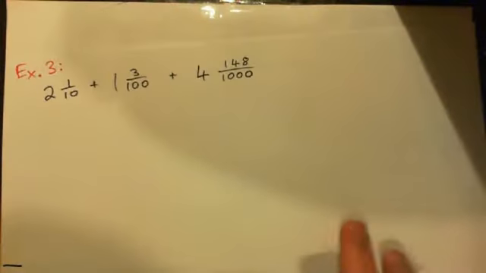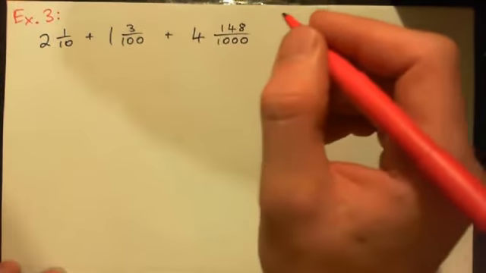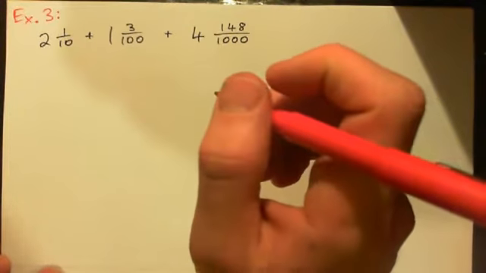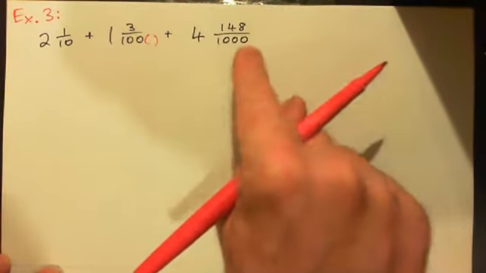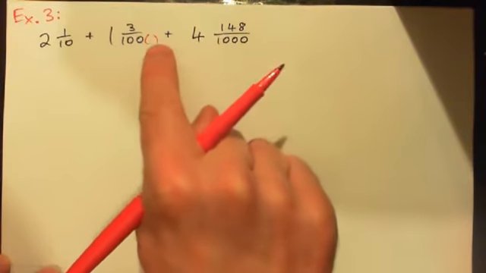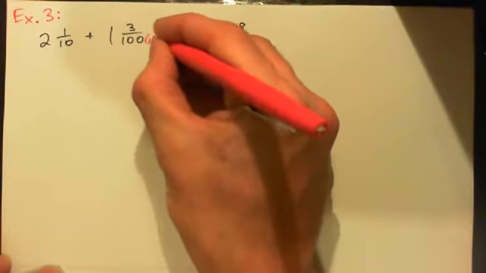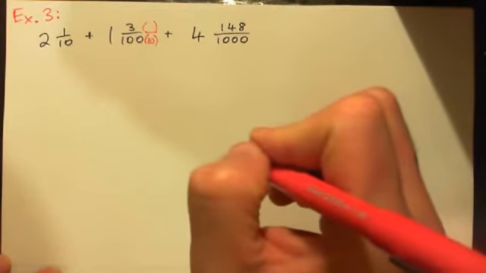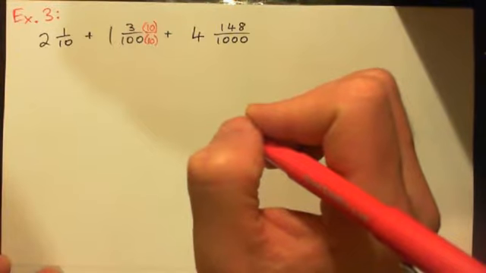Okay, so how about this guy? Example 3, you've got 2 and 1/10 plus 1 and 3/100ths plus 4 and 148 thousandths. So the first thing we've got to do is get lowest common denominators all over the place. What are we going to do for this and this? Make these common denominators. 100 times what gives 1,000? 100 times 10, isn't it? And what about the top? 10 as well, right? Yep. Okay, so we've got thousandths there.